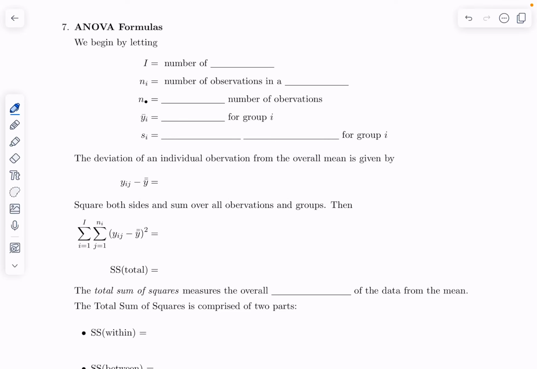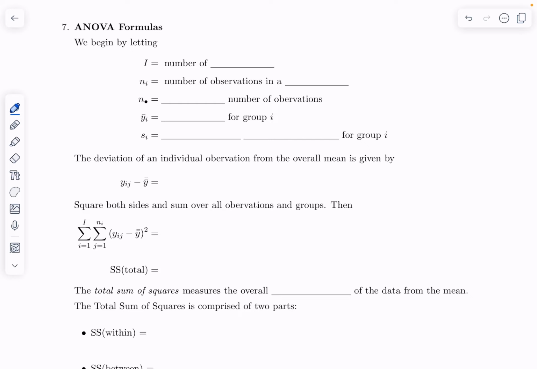Previously, I gave an overview of the Anova test, which looks at comparing the means of more than two groups. And the way in which it does that is to compare the between group variability to the within group variability. Now I'd like to give you a few details about the formulas that are used within Anova. So I'm going to start with some notation.